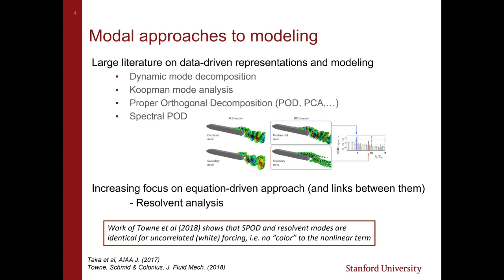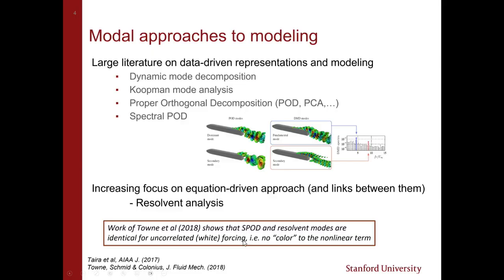Really nice work from Aaron Town that shows that the modal basis, so the way of deconstructing the flows both from data or from the operator or equations, actually will be exactly the same if the nonlinear forcing in the system is white noise. So if it's uncorrelated. Now we know that's not the case, but at least it tells you that both methods will give you some basis set that should be useful, whereas one you will get if you already know the answer, the other one we want to use to get towards the answer.